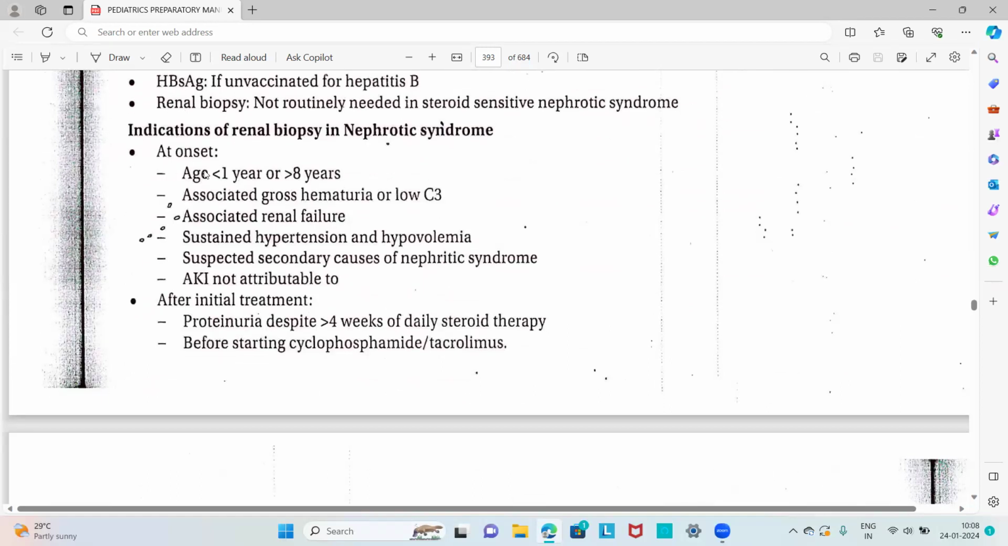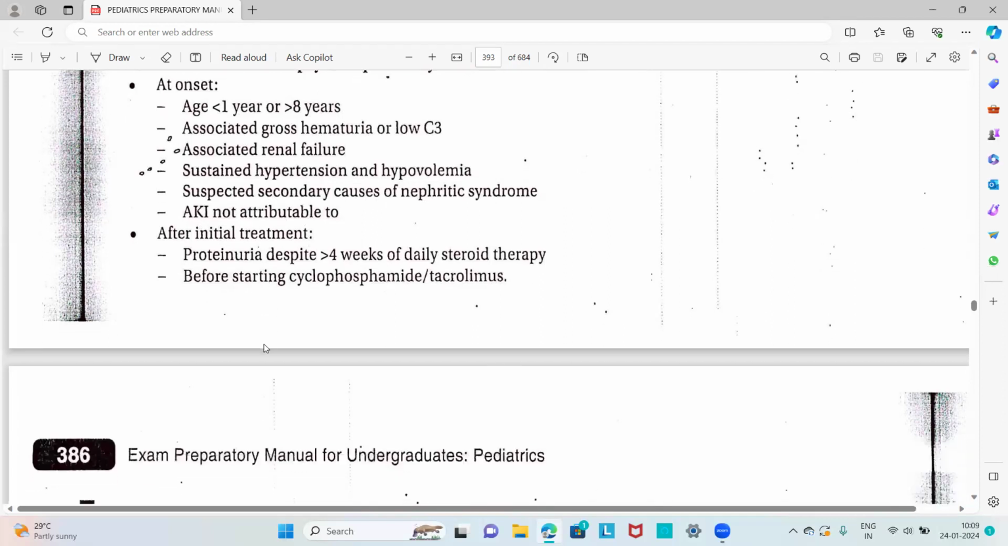At onset, if the age of onset is less than 1 year or greater than 8 years, we have to go for renal biopsy, or if there is associated gross hematuria or low C3, associated renal failure, sustained hypertension, hypovolemia, suspected secondary causes of nephrotic syndrome, and AKI not attributable to other causes. These are the indications at the onset. After initial treatment, if proteinuria persists despite greater than 4 weeks of daily steroid therapy, we have to go for renal biopsy, and before starting cyclophosphamide or tacrolimus also, we have to go for renal biopsy.